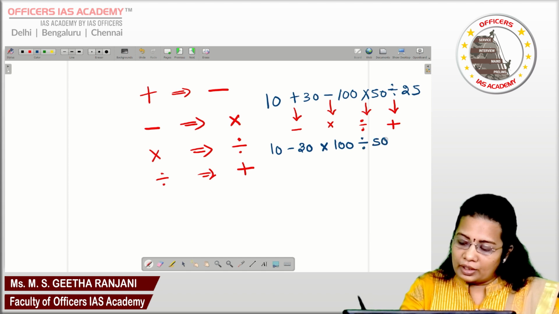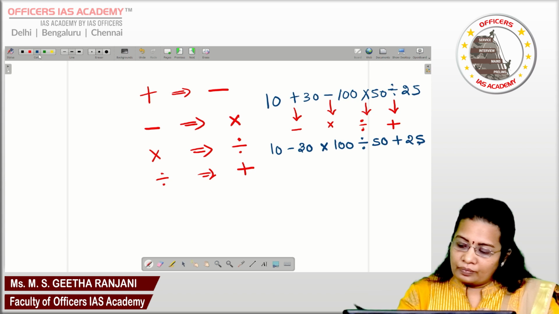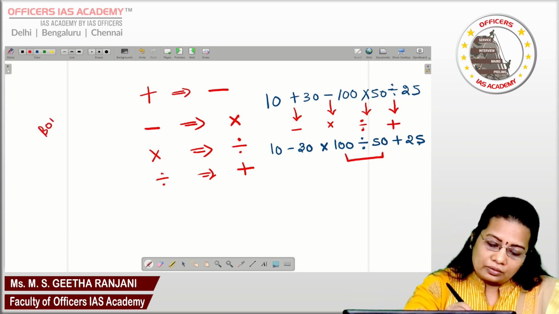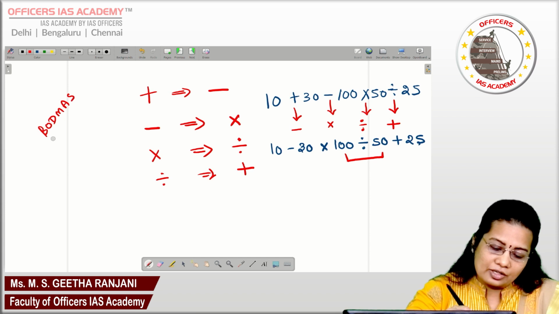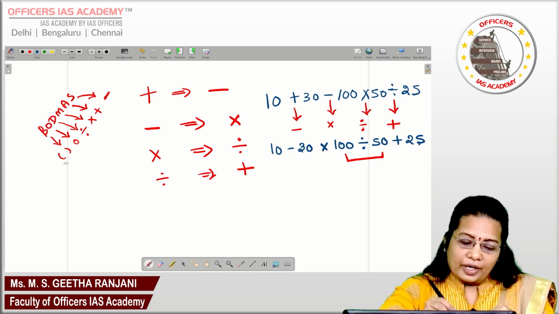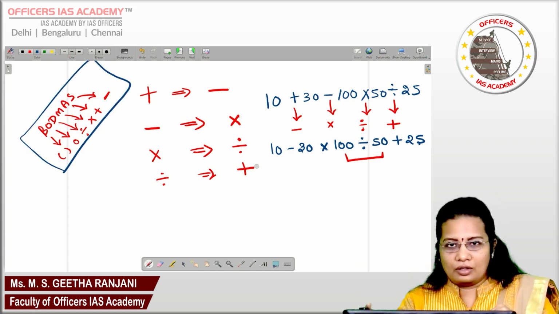According to the BODMAS rule, we want to solve the multiple operator problems. So here, first of all, the BODMAS rules inform us to solve the bracket, next order or of, next D stands for division, M for multiplication, A for addition, and S for subtraction. Based on this, we want to give the priority to the operators. Here bracket and order is not given.